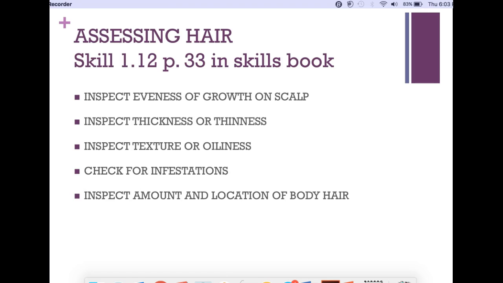So when we're assessing the hair, and this comes right from your skills book, page 33, we would inspect for the evenness of growth on the scalp. Does the person have just plain male pattern baldness, which can be normal, or are there patches of what we call alopecia, which is unexpected areas of baldness? We would inspect for the thickness or thinness. Again, it could let us know if somebody is malnourished or even has a thyroid disorder. Inspect for texture and oiliness. We would check for infestations like lice, and also inspect the amount and location of body hair.